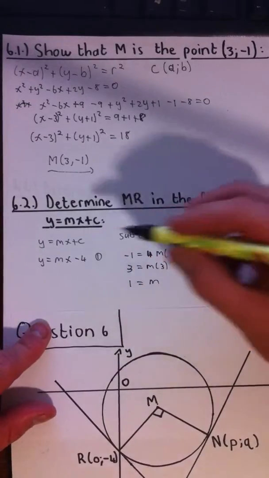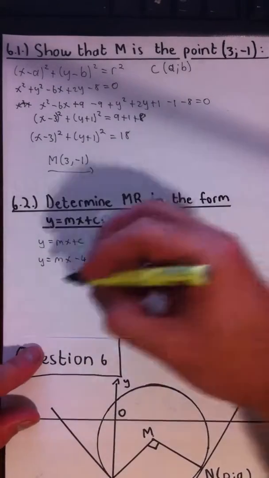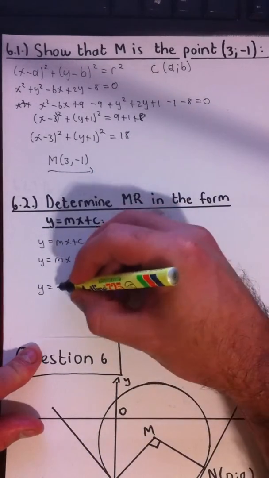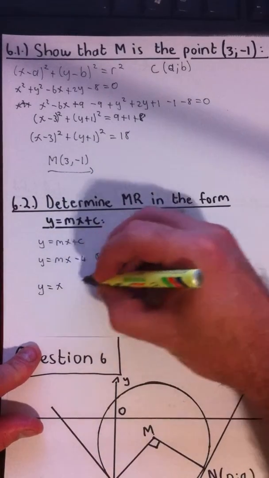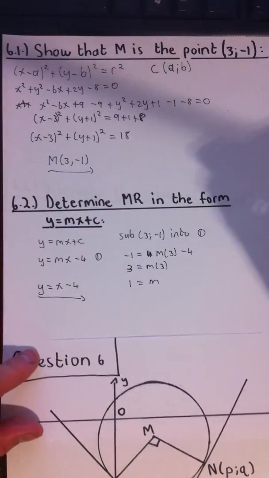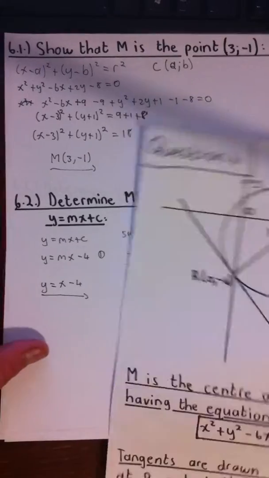So now we've got our m and we've got our c. All we need to do is rewrite the formula in its final form, and we have y equals 1x minus 4. There you go. That's our equation for MR.